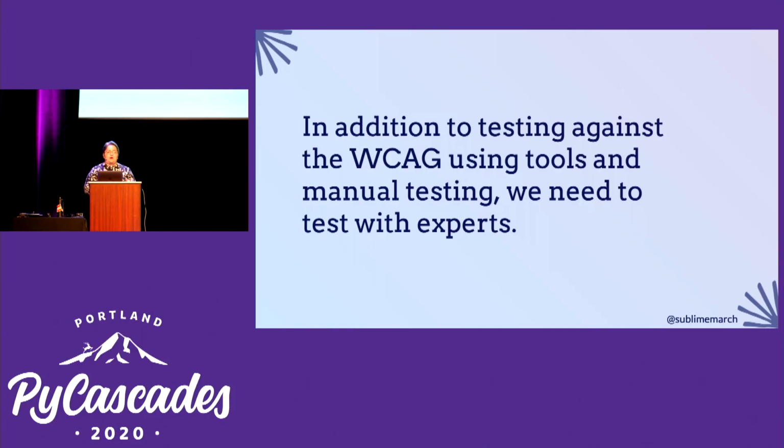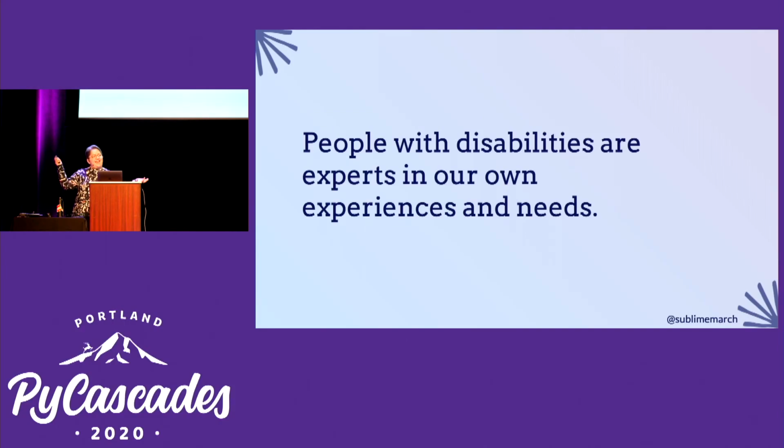In addition to that, though, you should be adding to your list of tests to run a test with an expert, aka an actual person with disabilities, multiple people with disabilities. We're experts in our own experiences and needs. Way better than a line of code you can write is just asking somebody, say somebody with color blindness, hey, do these colors look all right to you? Can you read this? Can you understand this well enough? It's way better. You're going to get way more information.